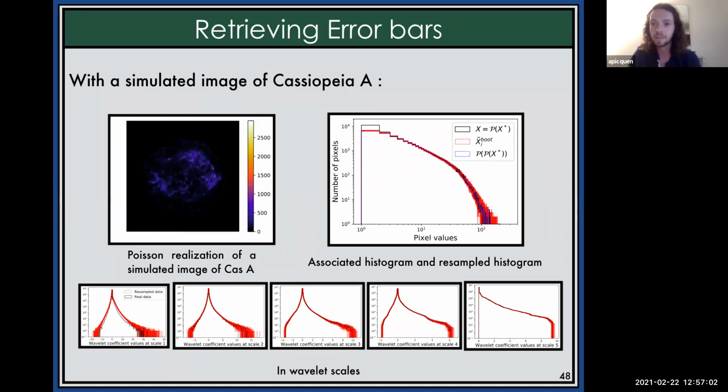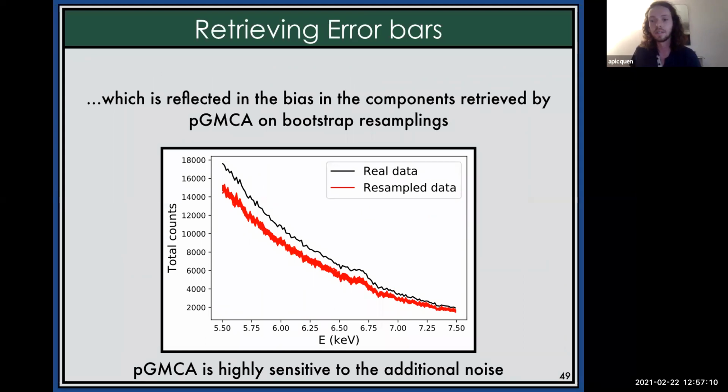And it was really depressing for us because it seemed to be completely impossible to find any meaningful method to obtain some error bars. And if we look at the PGMCA applied on bootstrap resamplings of Cassiopeia A, we can see that the results on the resampled data sets are not consistent with the results on real data sets. So this is a spectrum, and we can see that the spectra are really different.